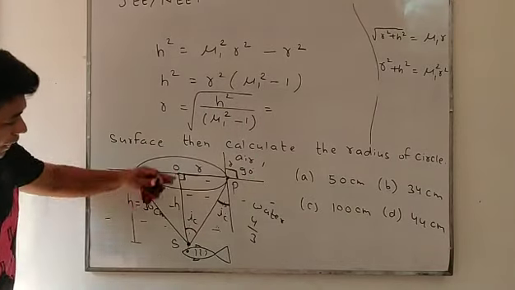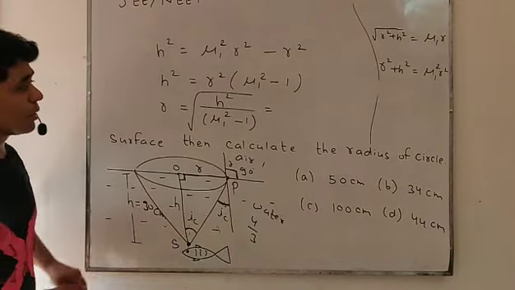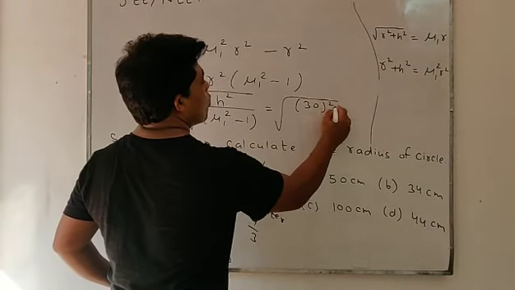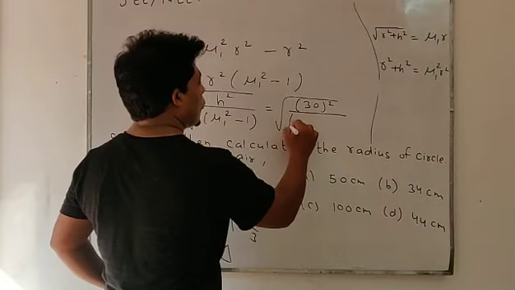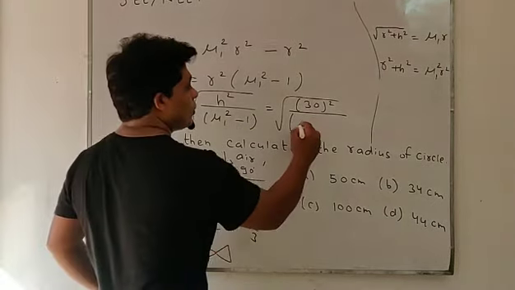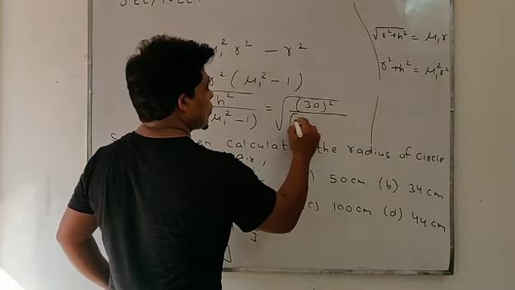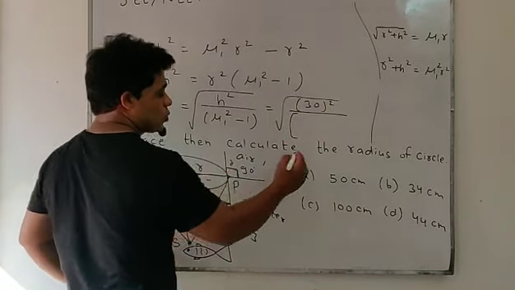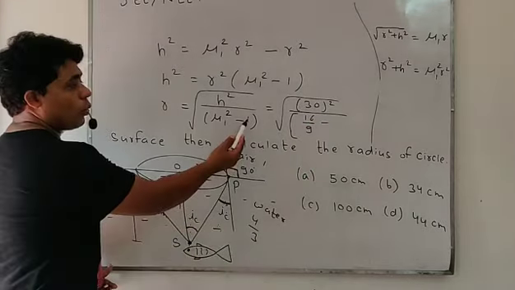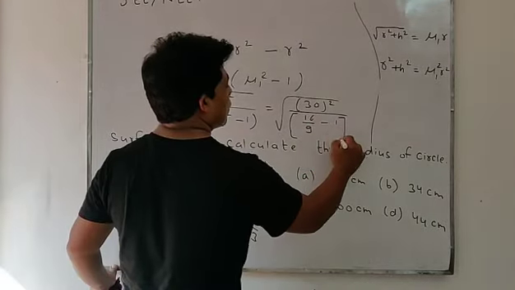What is the depth of the fish from the surface? That is 30 centimeter. Here we can write as 30 square. And what is mu1? Mu1 is the refractive index of water that we are given as 4 by 3. So we can write as 4 by 3 square, means what? 16 by 9 minus 1. So we can write as 1.